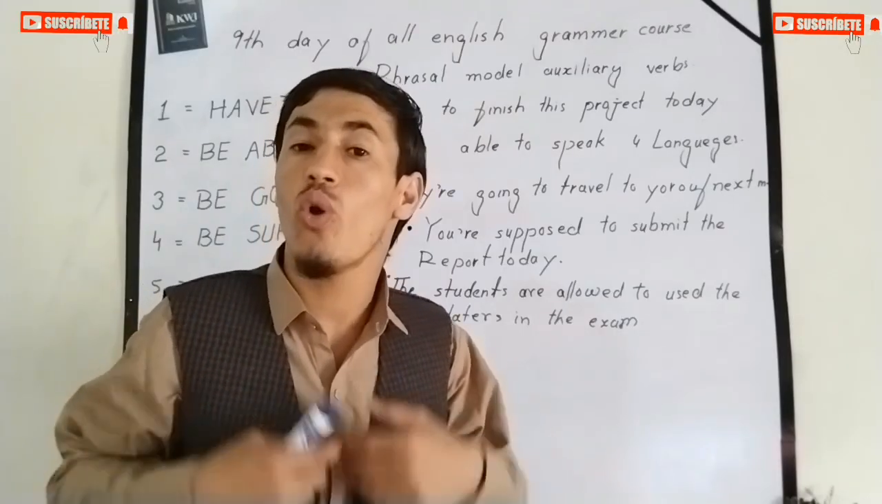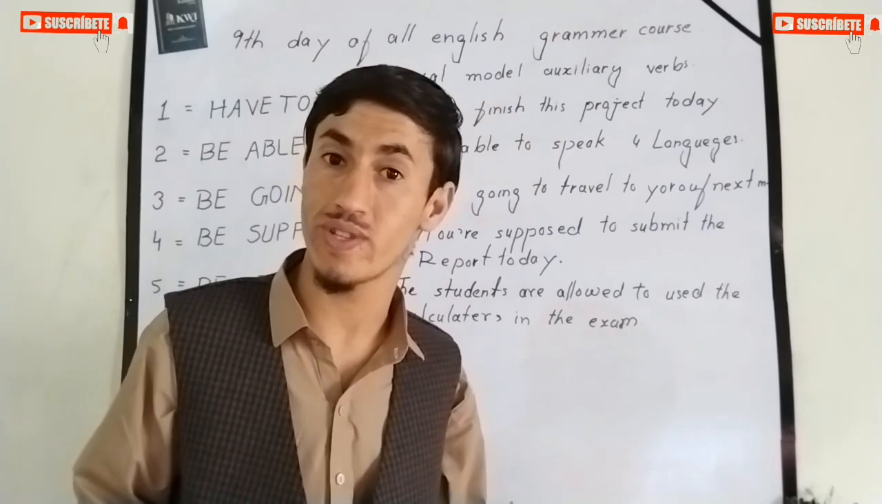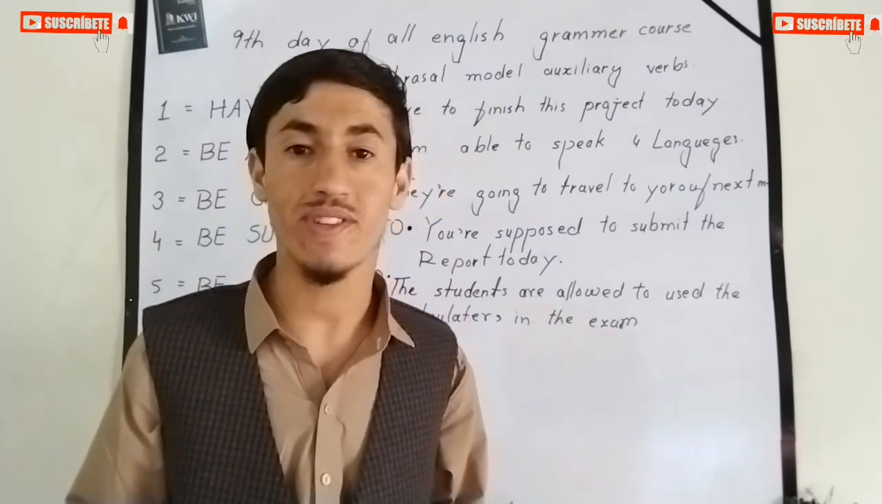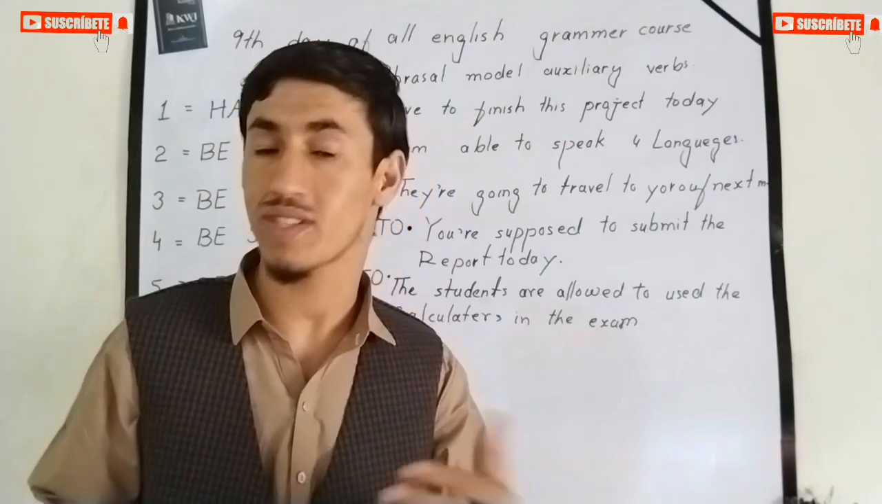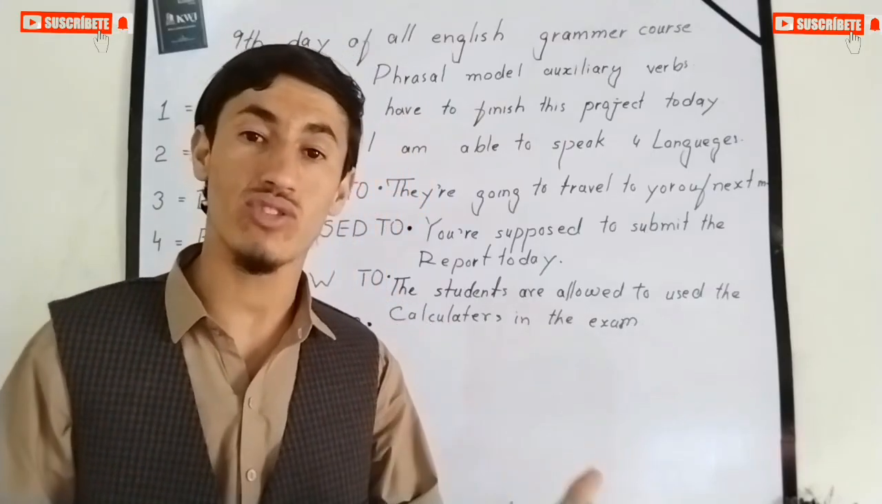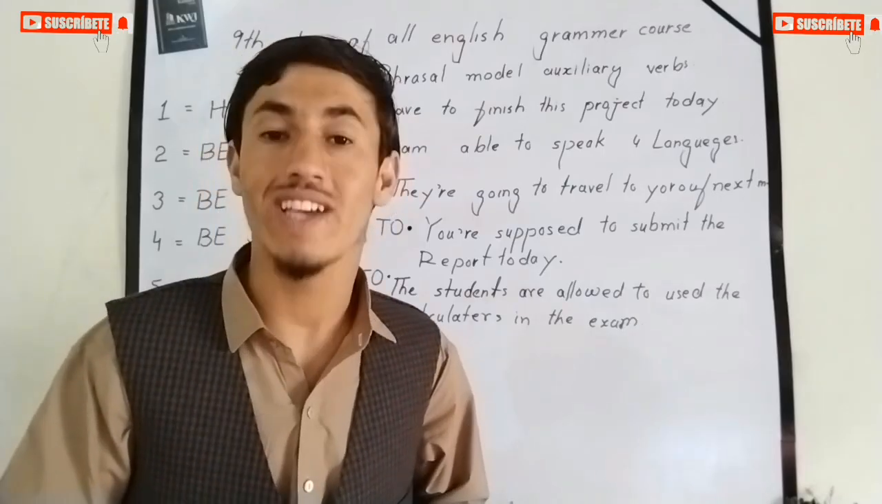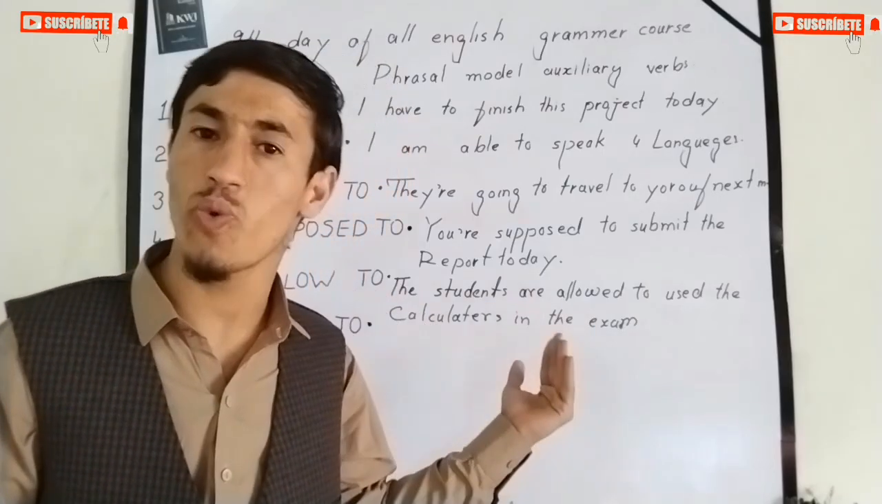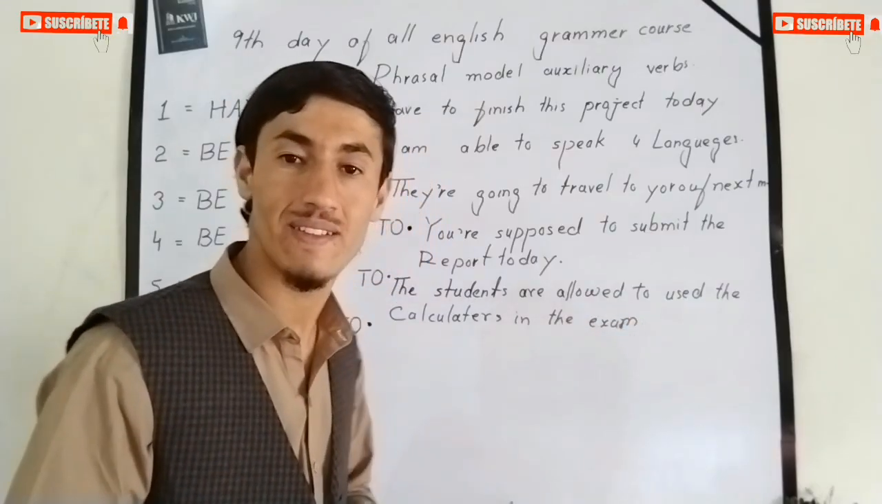For example, you are allowed to watch my YouTube videos. You are allowed to subscribe my YouTube channel. It means आपको मेरा channel subscribe करने की इजाज़त है. So it is used for the permission. Be allowed to means इजाज़त.